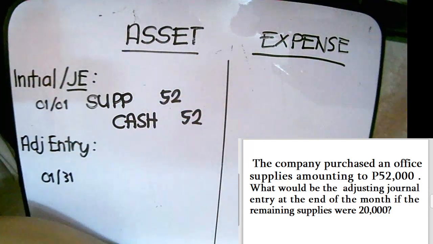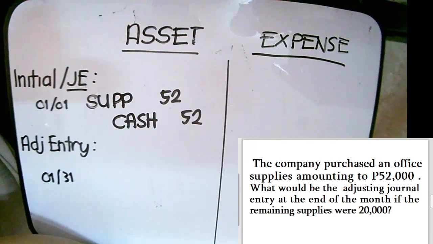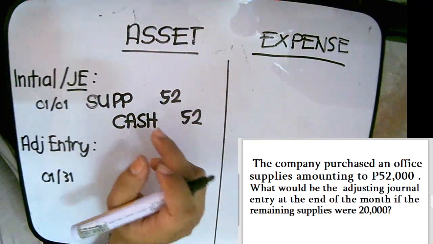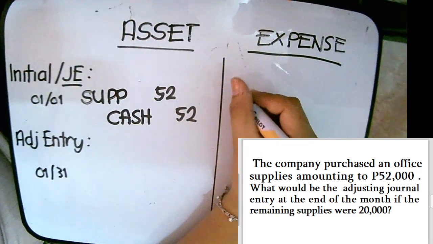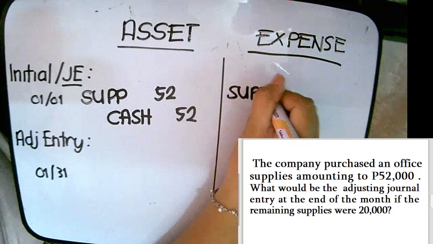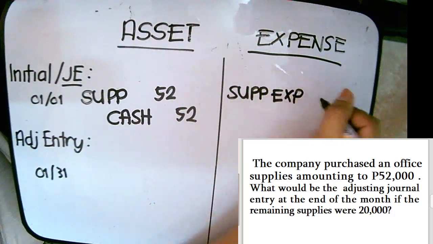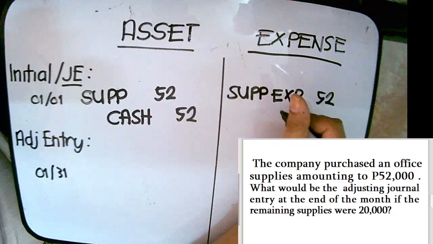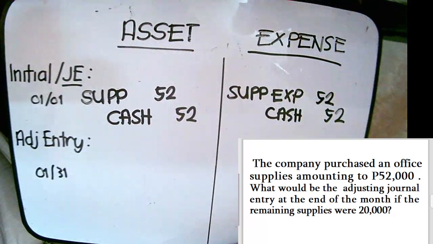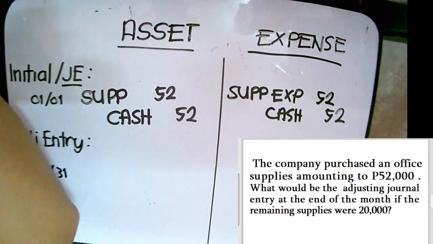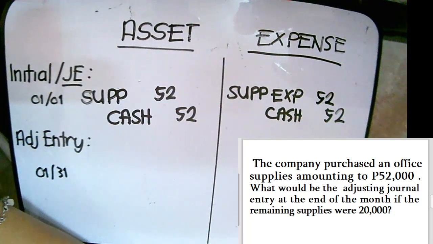52,000 pesos. Next, for our expense method, again, dapat meron tayong expense account. So, para gawin yan, debit tayo ng supplies expense of 52,000 and then credit tayo ng cash of 52,000 pesos. Now, for our adjusting entry, sabi sa problem, what would be the adjusting journal entry at the end of the month if the remaining supplies were 20,000?